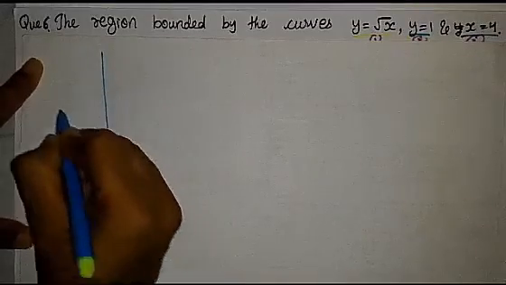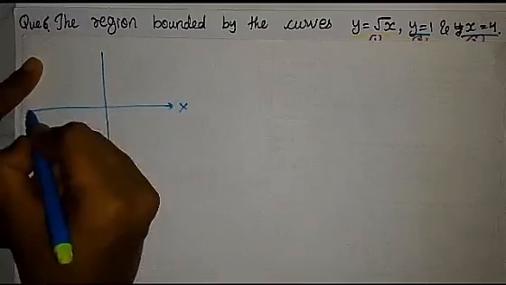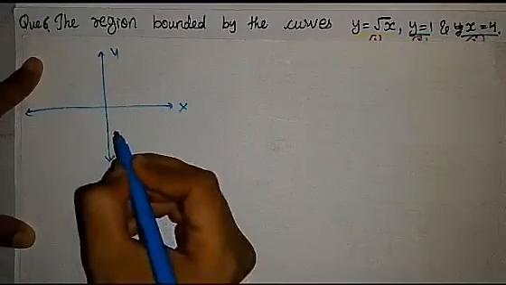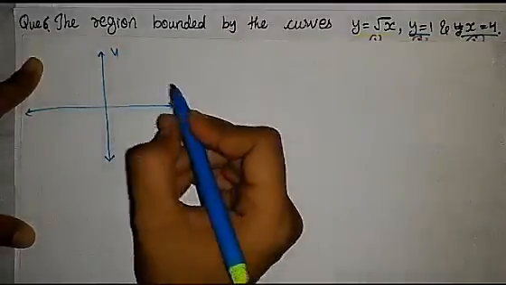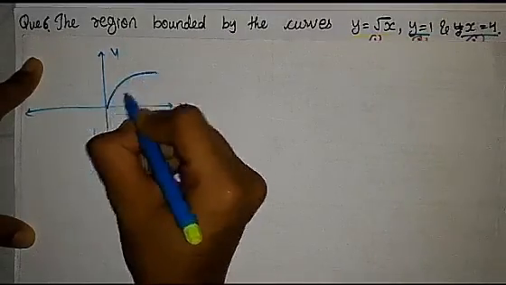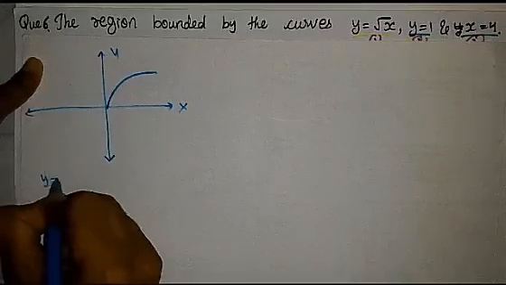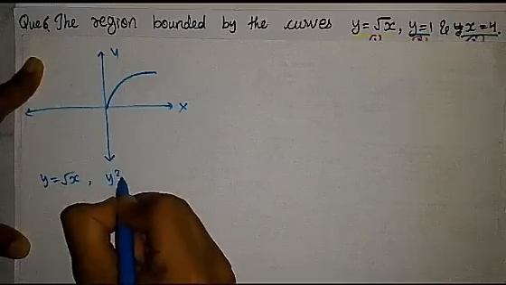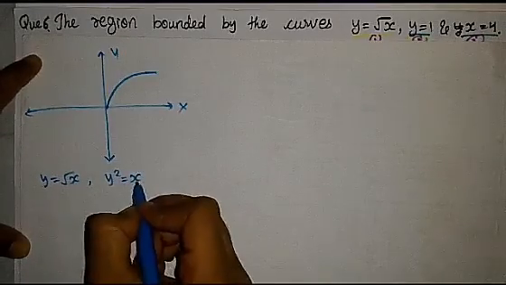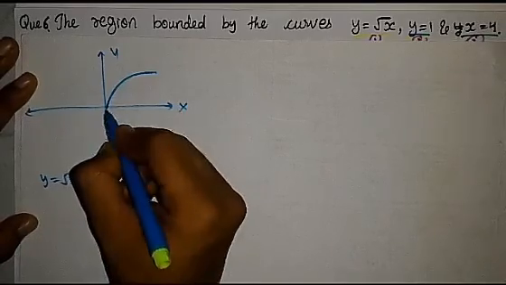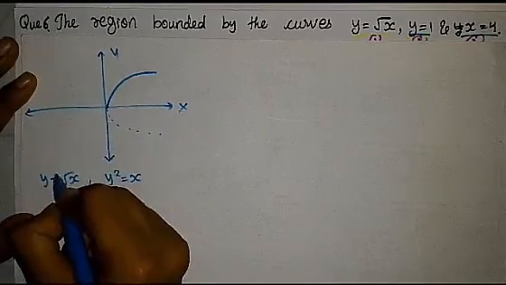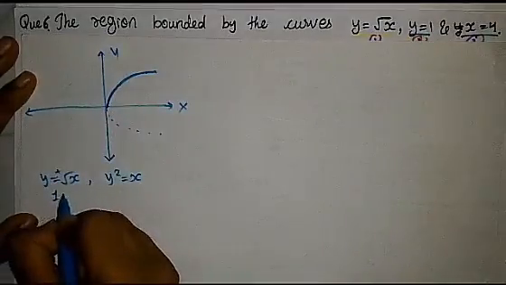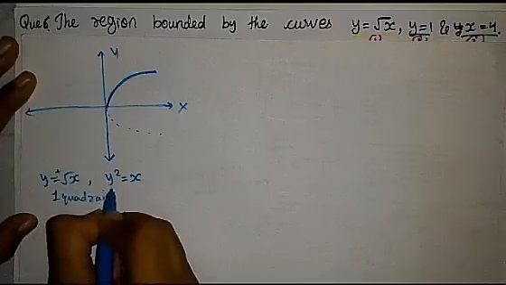So this is our x-axis, this is our y-axis, and we know that y is equal to root x curve will be like this. Y is equal to root x. How to know the curve is like this? If we square both sides, we get y square is equal to x. So here y square is equal to x curve is like this, but y is equal to plus root x we are given. So this curve will be only in first quadrant. It will lie only in first quadrant.